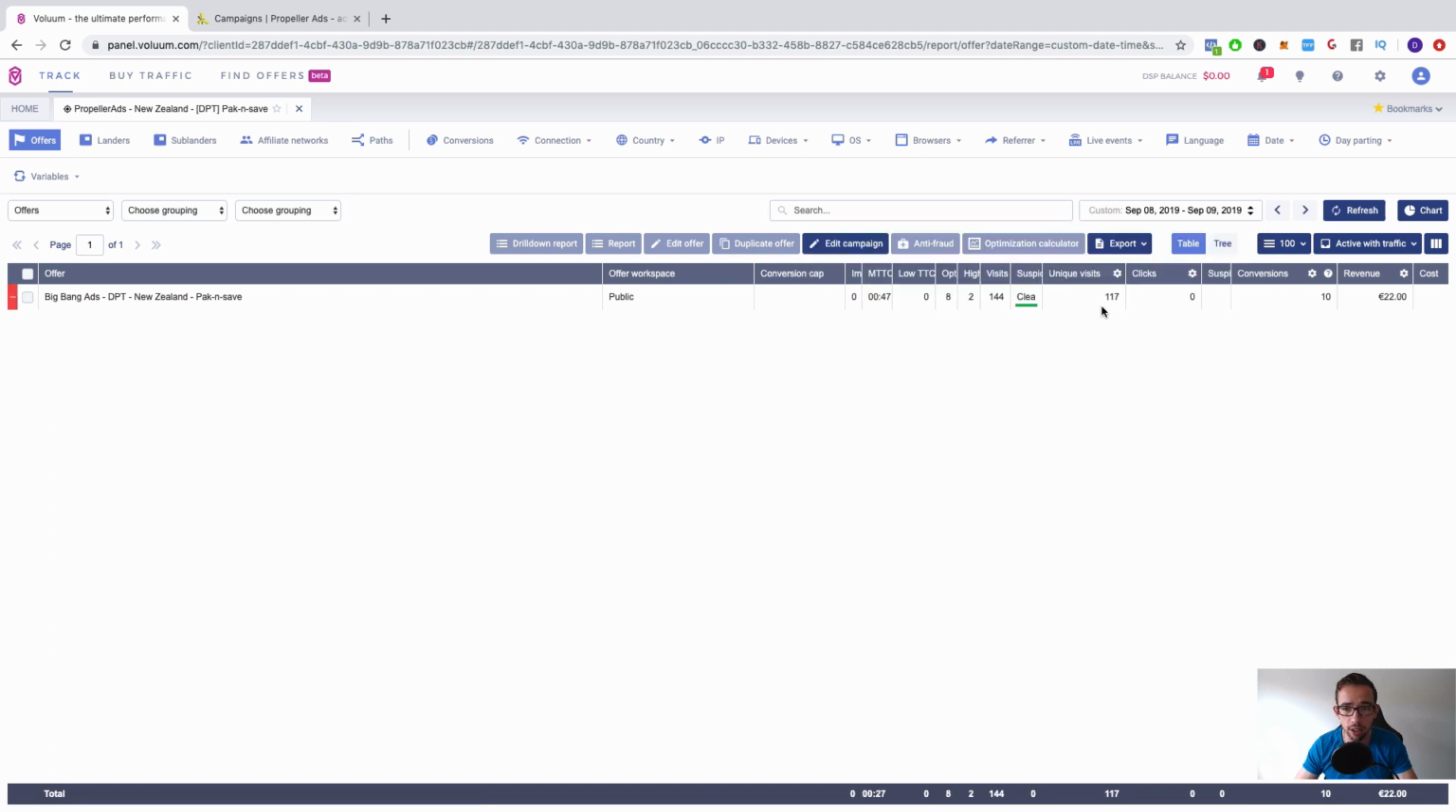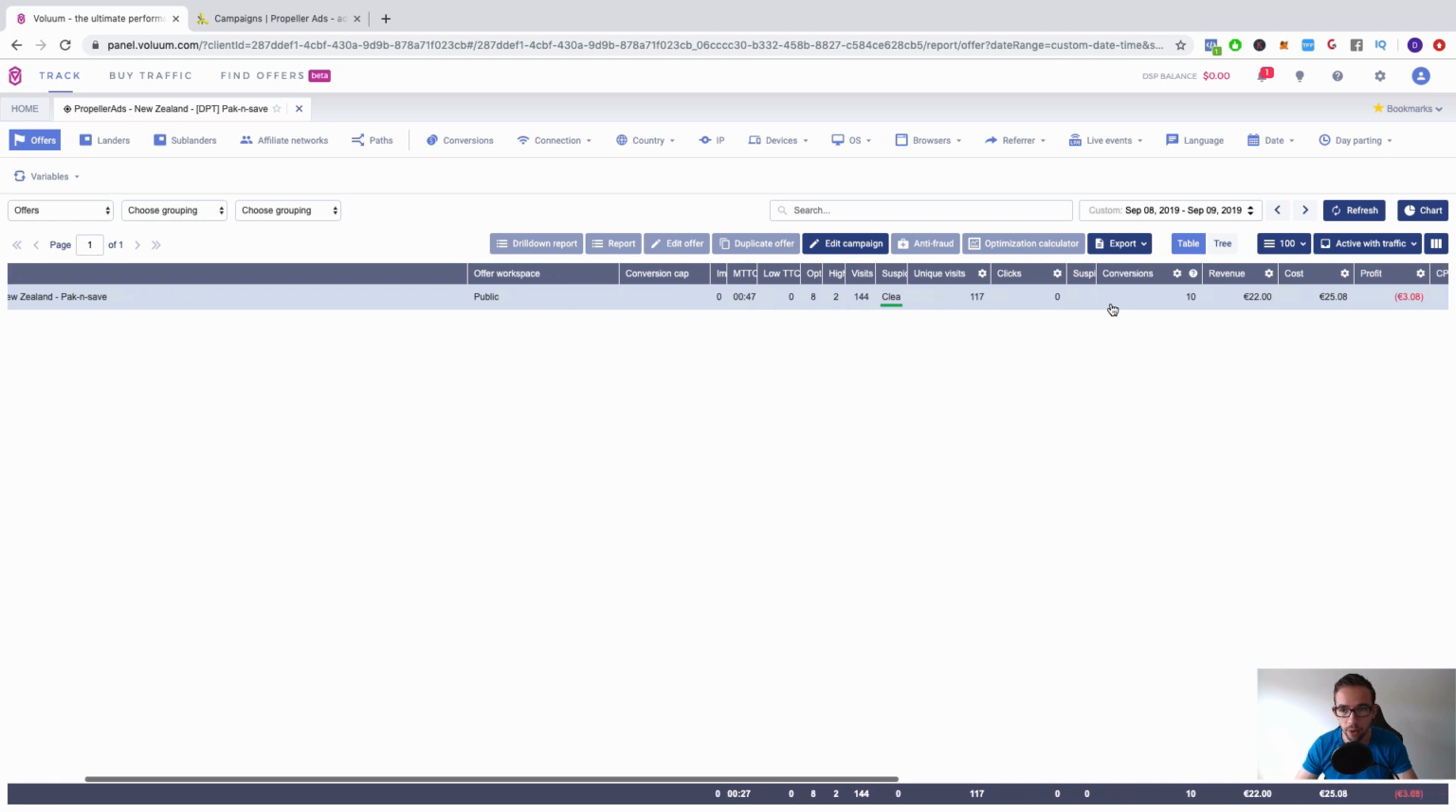So on the 8th, you can see there was an increase in traffic. Instead of 67, because we didn't launch it at midnight, it only ran for half a day that day, right? 117 visits, of which we had 10 conversions, 22 in revenue, 25 in spend, a loss of 3 euros. However, this does show the potential. As you can see, there's a very slight difference. It's just over 10% of the cost.